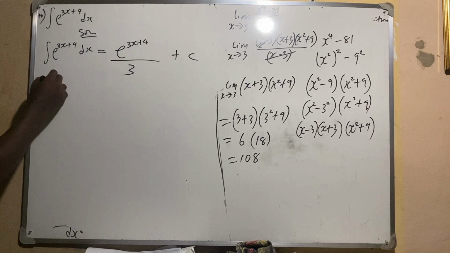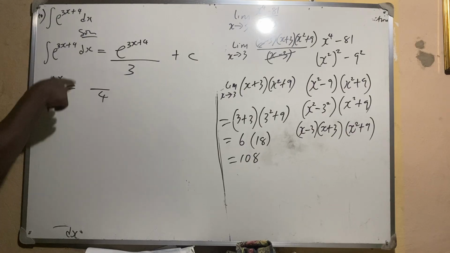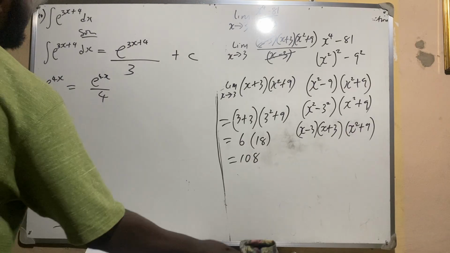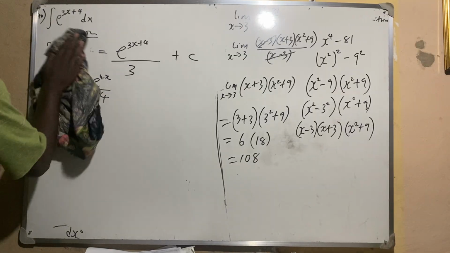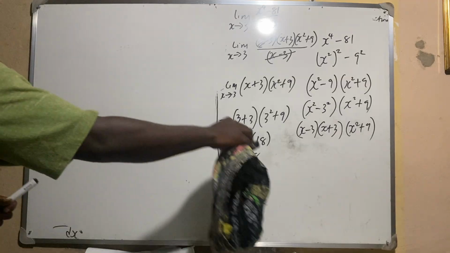So the integration of maybe e raised to power 4x is simply what? Differentiation of 4x is 4. Keep it in the denominator. Differentiation of e raised to power something is still e raised to power that thing, so it doesn't change. Please watch my video on integration to understand this. So this is my answer. Check the correct option for your own.